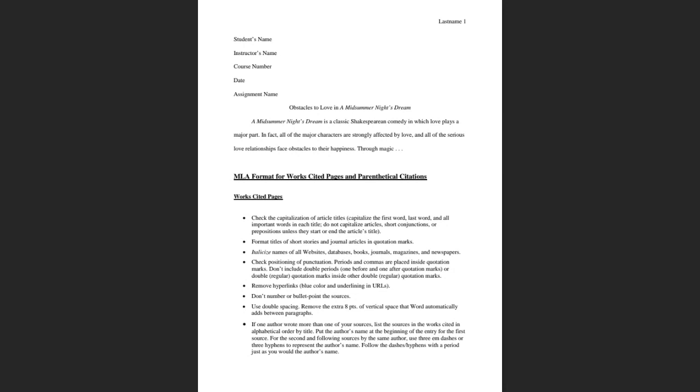Check the positioning of punctuation. You want to make sure that you have your periods and commas in your works cited in the right place. They're placed inside the quotation marks that surround a title, not outside. Don't put two periods, one before the quotation marks and one after. And don't put double quotation marks inside other double quotation marks. So for example, if the title of an article has the title of a poem in it, you would put single marks around the title of a poem and double marks around the title of the whole article.